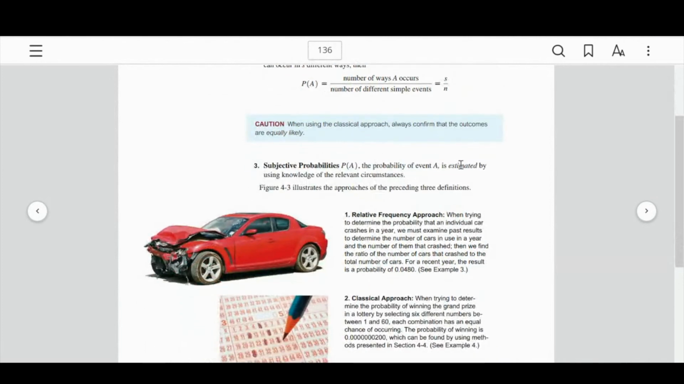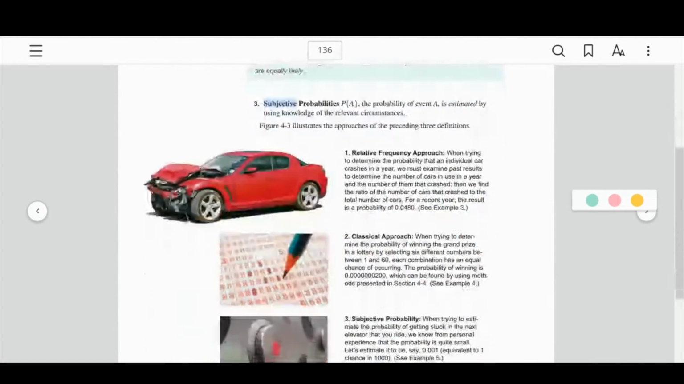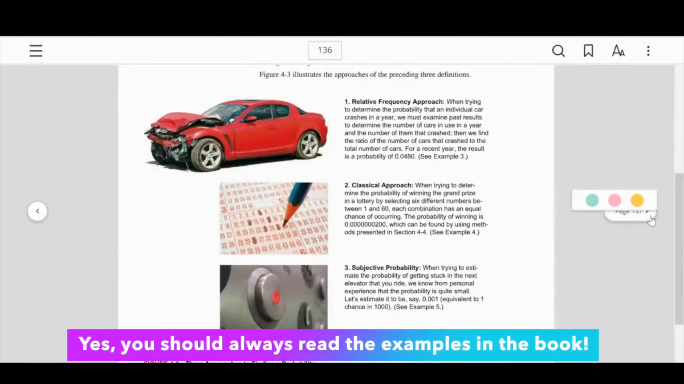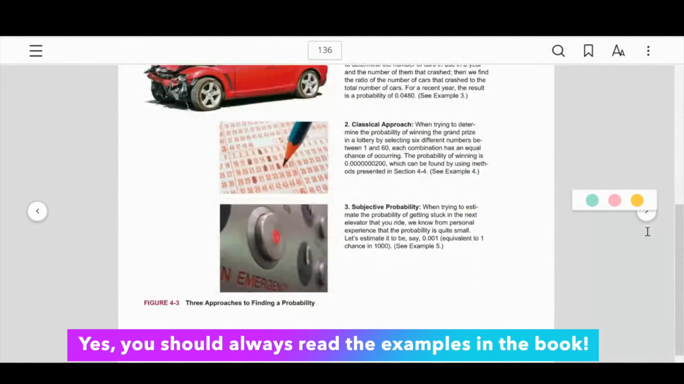Subjective probability: you estimate it because you're an expert on coins, you're an expert on dice, you're an expert on cars, you're an expert on whatever it is, and you subjectively say, I think it's going to rain. Well, why do you say that? Because it kind of looks like rain. What do you mean it looks like rain? I mean, I feel like it's going to rain. And there are some examples. You should read them. They will help clarify things for you.